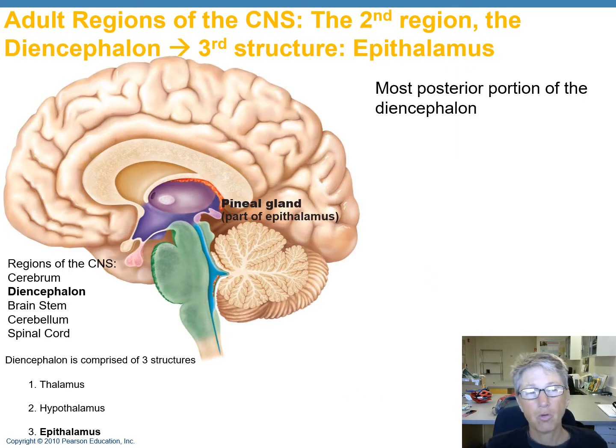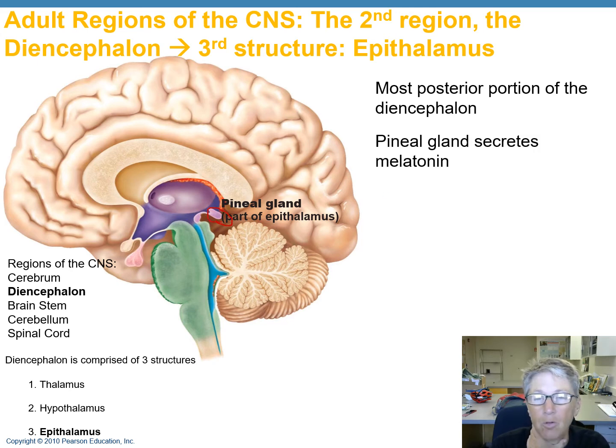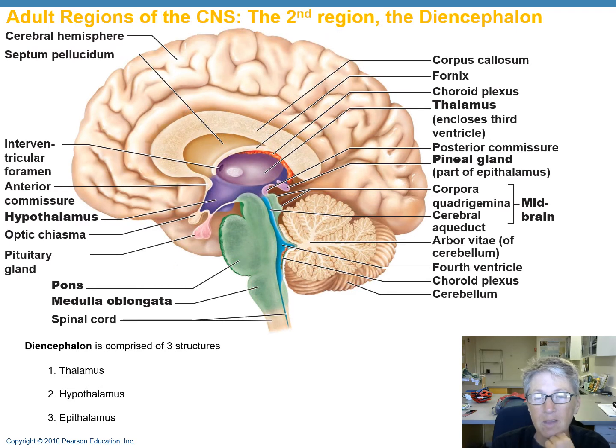So the third structure of the diencephalon is the epithalamus, and part of that is the pineal gland. It's the most posterior portion of your diencephalon. I told you it secretes melatonin that helps regulate sleep. And then this is just a cartoon that shows a lot of the structures and their names that we haven't talked about yet. But you can see the thalamus, the pineal gland, we've talked about the midbrain, pons, medulla, hypothalamus, spinal cord, and the cerebellum.